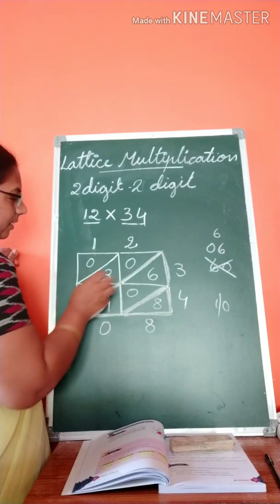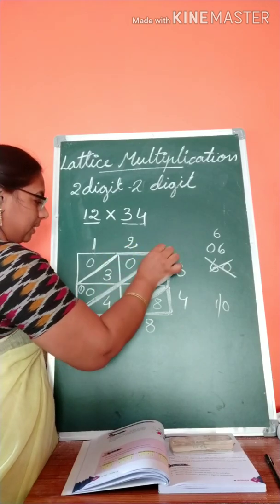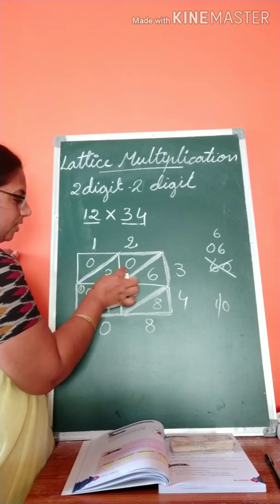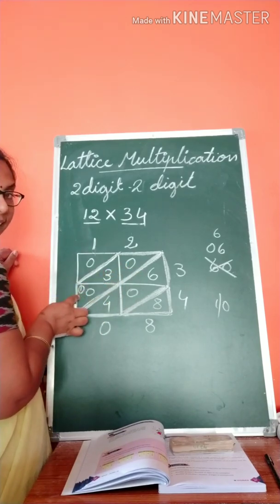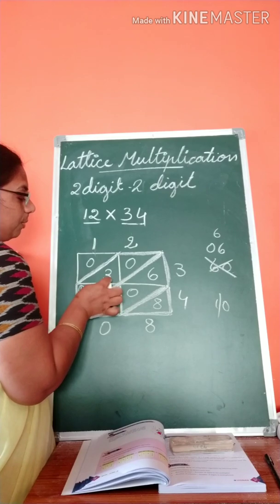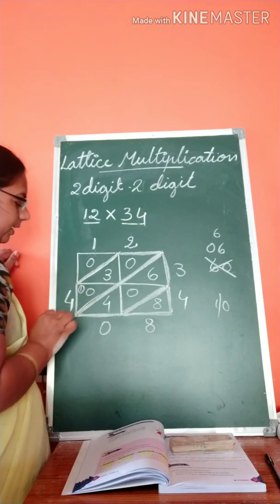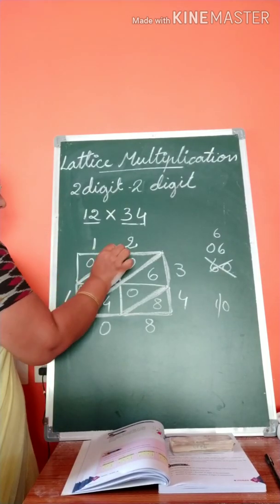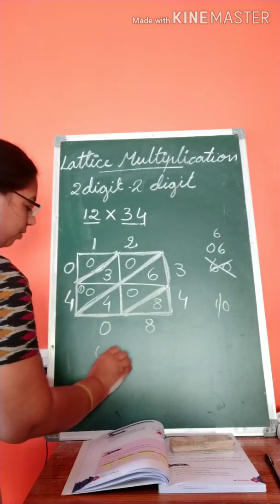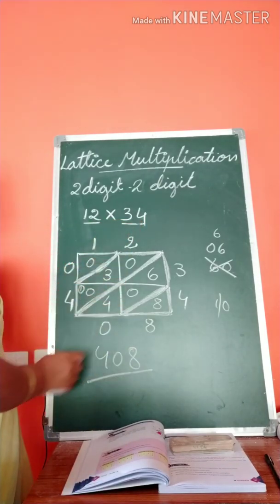Okay, now what we have to do? Add the digits in this shape. What are the digits here? 0, 3, 0 and 1 also is there, carrying. From here we got carrying, no? So this 1 also is there. So 0 plus 3 is 3. 3 plus 0 is 3. Plus 1 it's 4. Now this triangle, last part. It is 0. So the answer is 408. See, 12 into 34 is equal to 408.